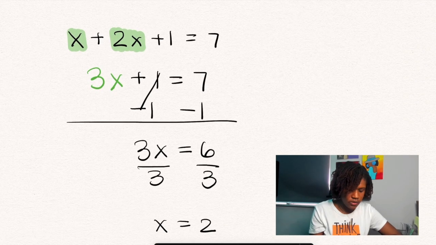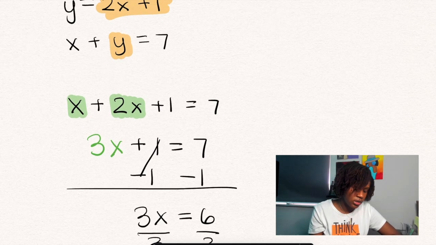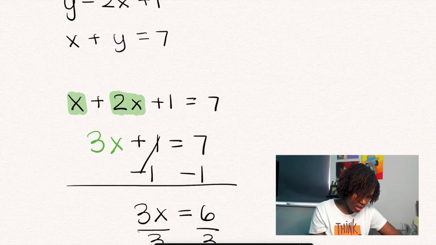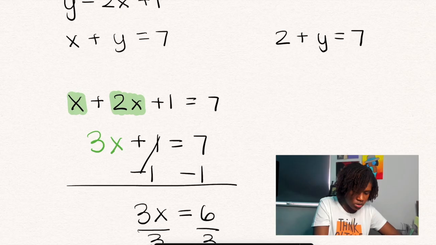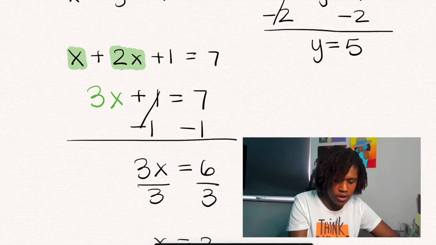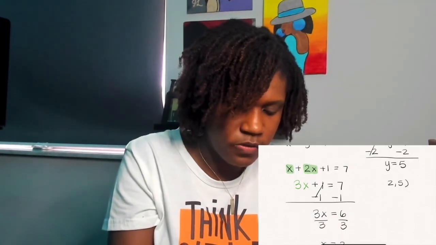Now, I'm going to take that information and I'm going to plug it into one of my original equations to find out what y is. Now, it's a lot easier to plug it into this equation than it is to plug it into this equation. So that's what I'm going to do. So I found out that x is equal to 2. So 2 plus y is equal to 7. We know what the answer is, but we're going to use our algebra to solve it by subtracting 2 on both sides, and we'll find out that y is equal to 5. When we write that as a coordinate, that'll be 2, 5.